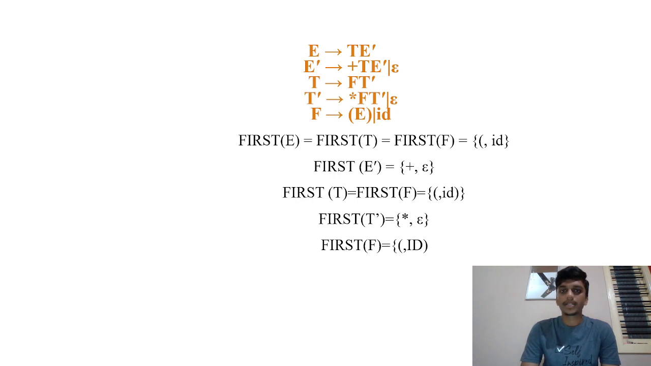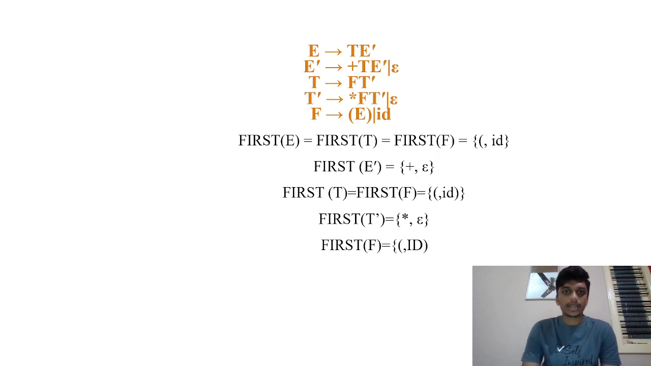Now let us consider a simple grammar. E tends to T E dash. E dash tends to plus T E dash and epsilon. T tends to F T dash. T dash tends to star F T dash and epsilon. F tends to open parenthesis E close parenthesis and ID. Now let us construct first for this grammar.